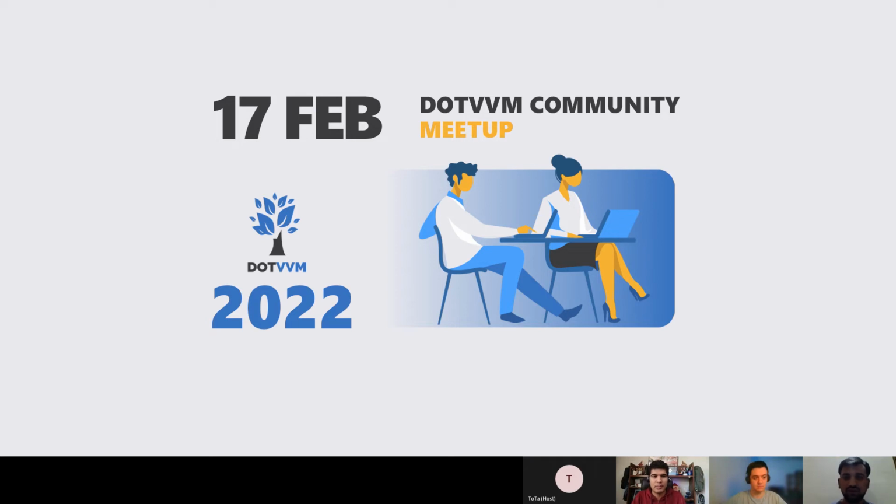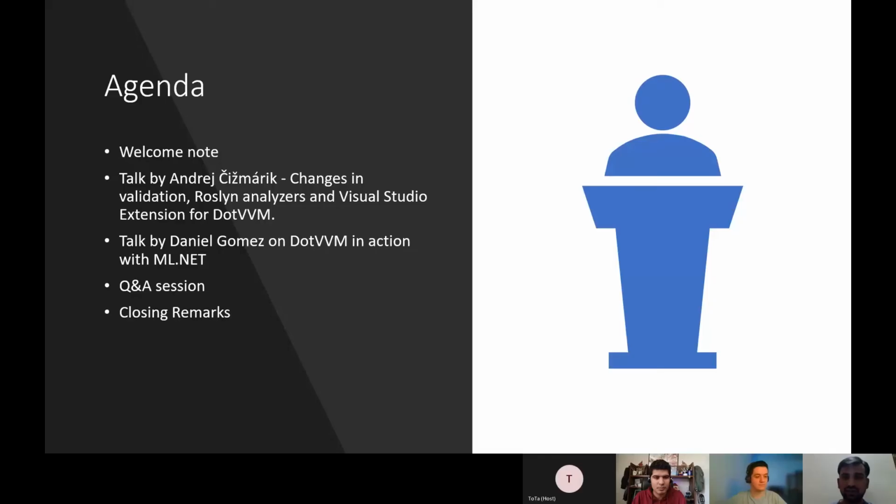We are very excited to have you here for our first meetup. Like I said in the announcement, we have an amazing line of speakers. Just a brief view of the agenda. The first talk will be by Andres. He will be speaking on changes in validation, Roslyn analysis, and the Visual Studio extension for .vvm. The next talk will be by Daniel, who will be speaking on .vvm in action with ML.NET.